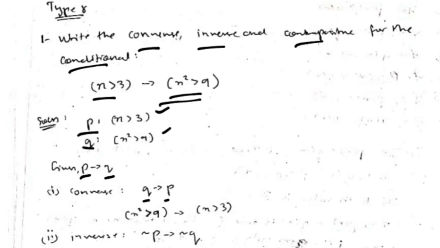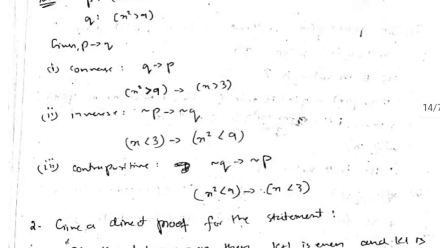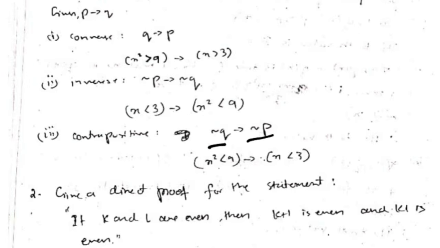Okay, so first we will write this and conditional this. So x square greater than 9 conditional x greater than 3. Similarly, inverse is not p conditional not q, and contrapositive is not q conditional not p. So we'll find not q and not p and write the following. These three things we have to write in the final answer.